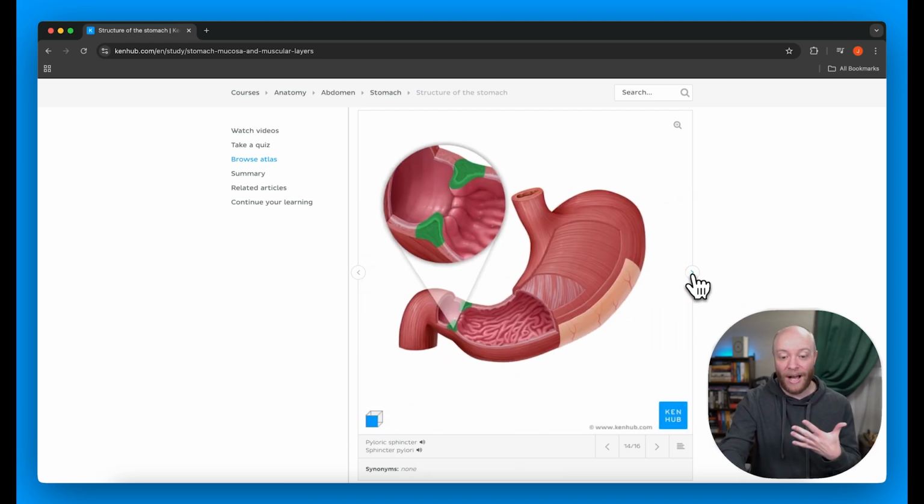Let's see here. Now we have the pyloric sphincter. What's cool is you can see it zoomed in here. I'm pretty sure this is the case. I believe this to be the strongest sphincter in the body. If it's not the strongest, it's one of the strongest. But I mean, it has to be.